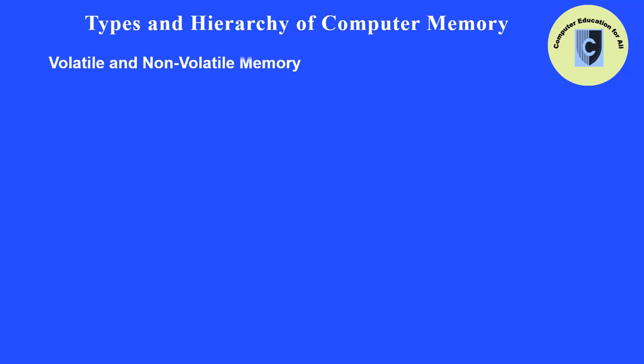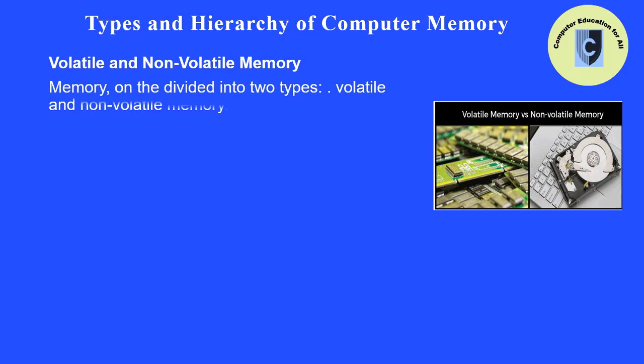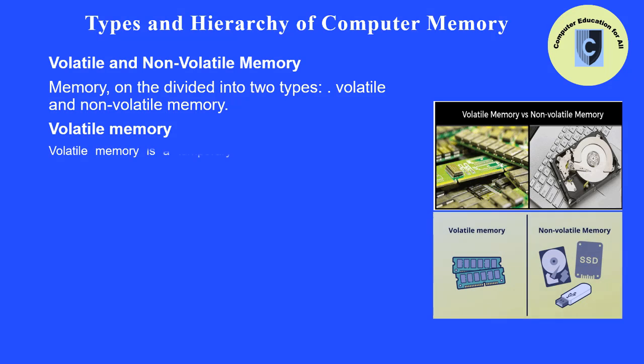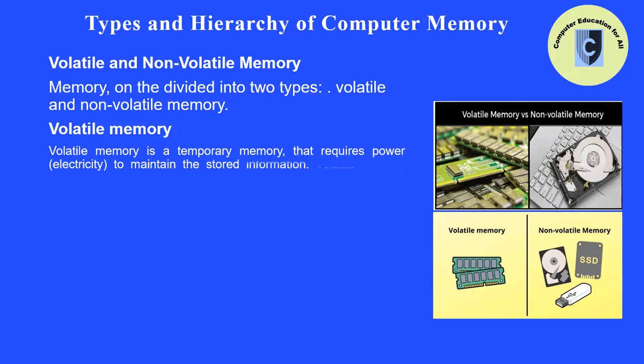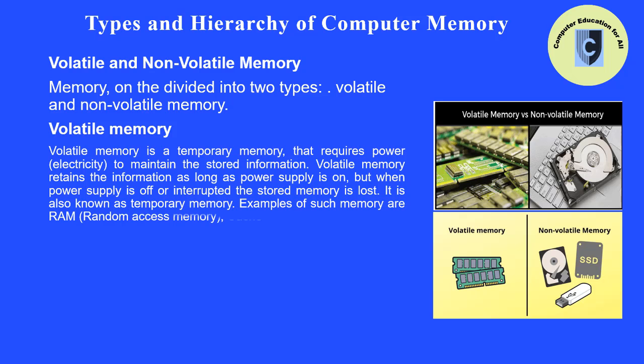Volatile and non-volatile memory. Memory is divided into 2 types, volatile and non-volatile memory. Volatile memory is a temporary memory that requires power, electricity, to maintain the stored information. Volatile memory retains the information as long as power supply is on, but when power supply is off or interrupted, the stored memory is lost. It is also known as temporary memory. Examples of such memory are RAM, random access memory, cache memory, and registers.